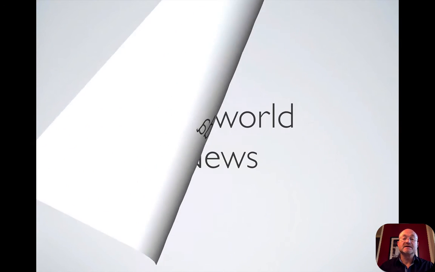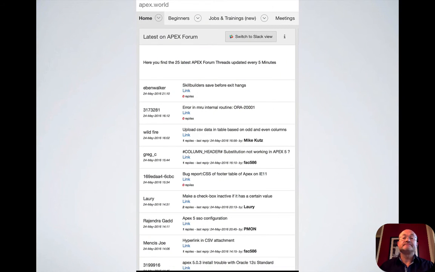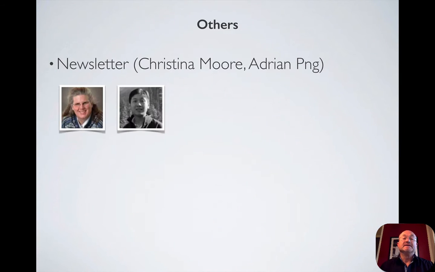Okay, let's start with the agenda, the news of apex.world. We have more than 1600 users now. We can switch now to the forum, so the latest 25 forum entries can be viewed on apex.world. Other things, we are planning to get out the newsletter soon, hopefully.